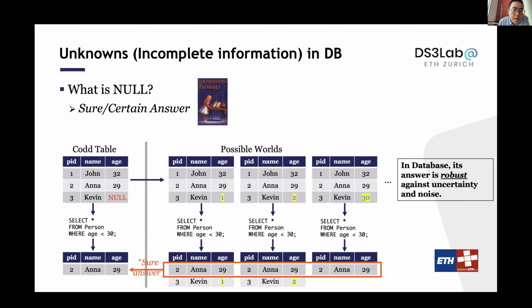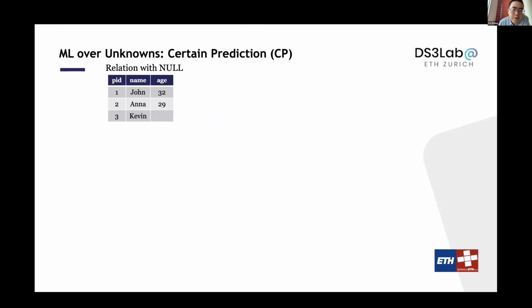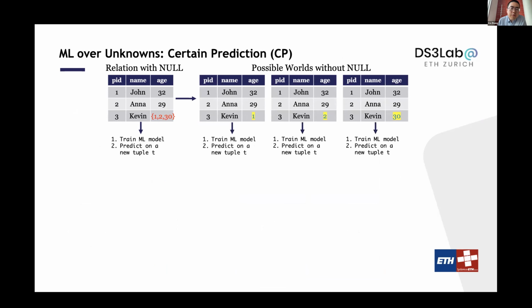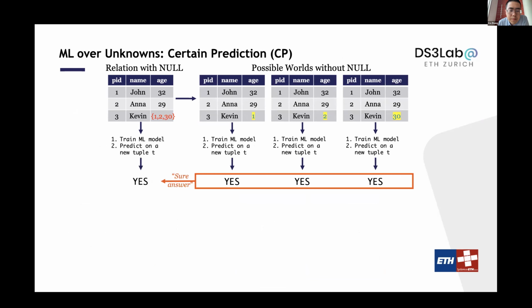So there's nothing stopping us from doing this for machine learning. Assuming you have an input training set with a whole bunch of uncertainties in the values, and you want to train a machine learning model here and predict on some tuple, you can enroll that into a whole bunch of possible worlds. For each one of them, you do the same thing. If the machine learning model gives you yes in all those possible worlds, you answer yes because you know it's true.